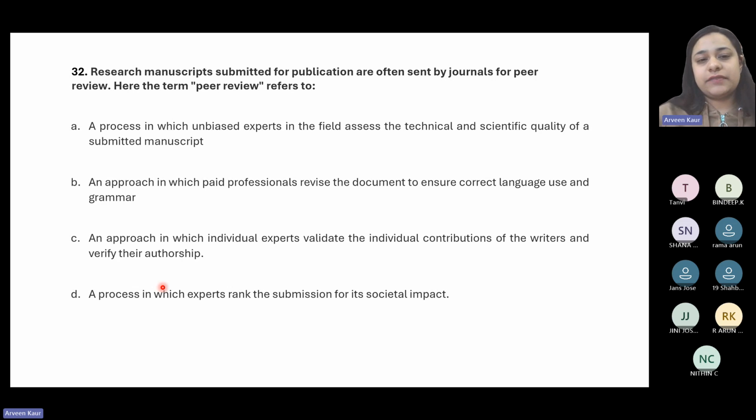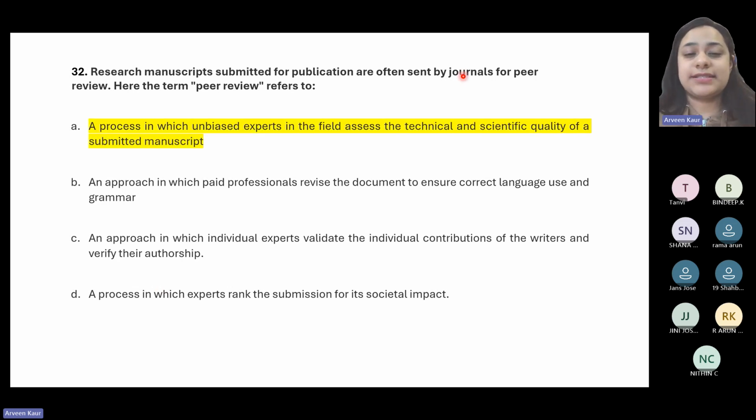So the term peer review actually refers to a process in which unbiased experts in the field assess the technical and scientific quality of the submitted manuscript, right? All others are untrue, right? They are not paid professionals. They will not revise the documents. They will find out these unbiased experts. They will question whatever research you have done.